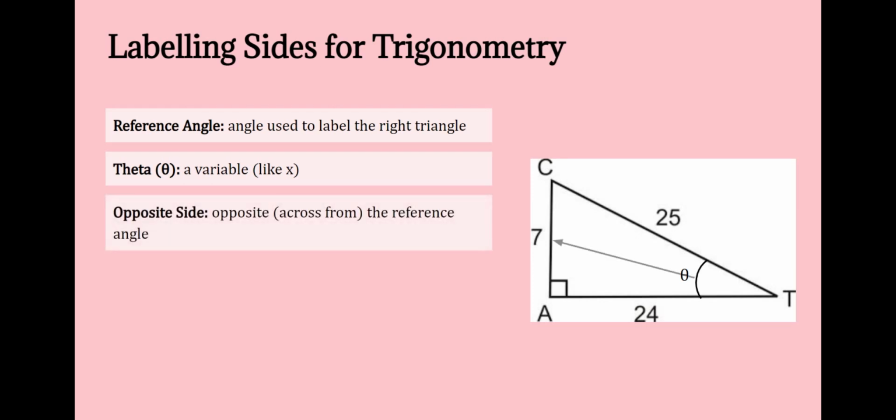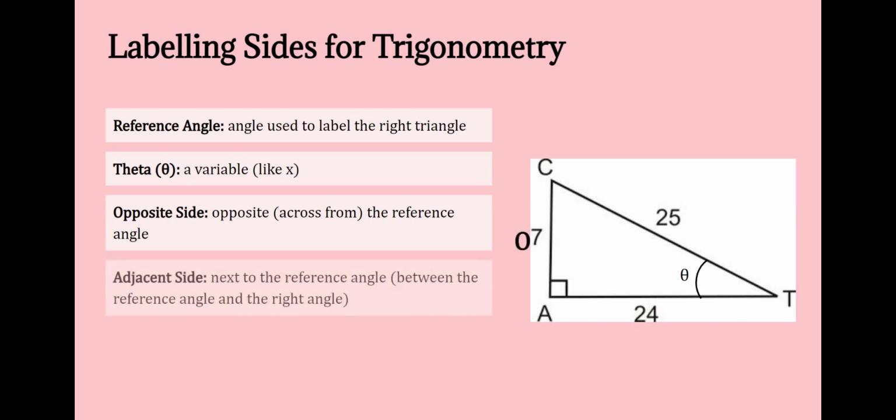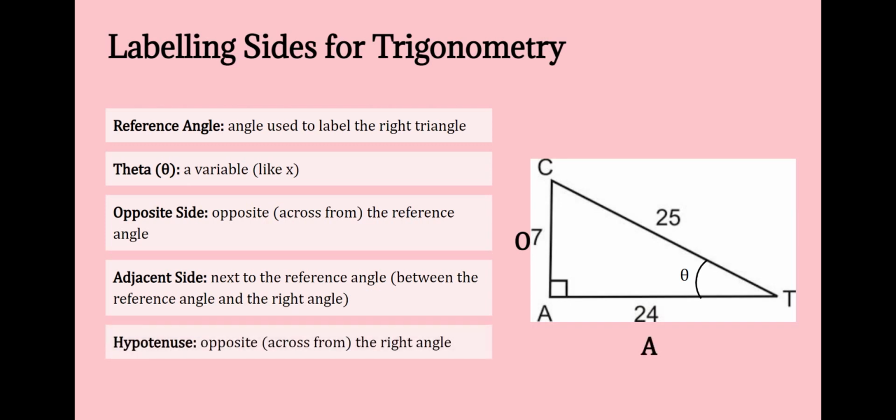Our opposite side is always going to be across from the reference angle. So in this case, our opposite side is going to be 7. And then the adjacent side is the side that's next to. Adjacent means next to, and it's going to be next to our reference angle. You can also think of it as being between the two angles, so between your reference angle and the right angle, in this case 24. And then the hypotenuse, which you've probably heard of before, is always going to be across from the 90-degree angle. And in this case, that is going to be 25.